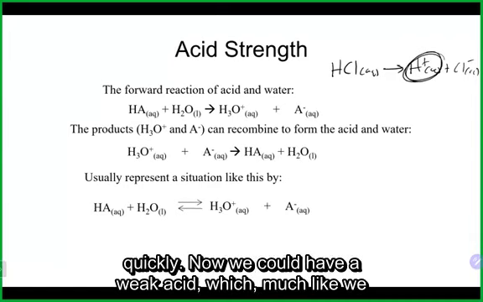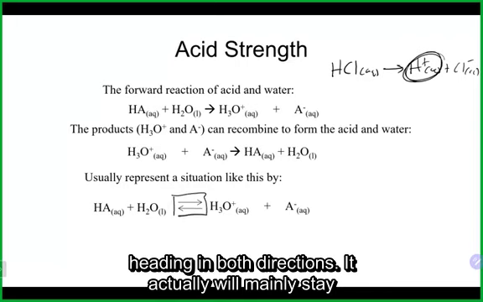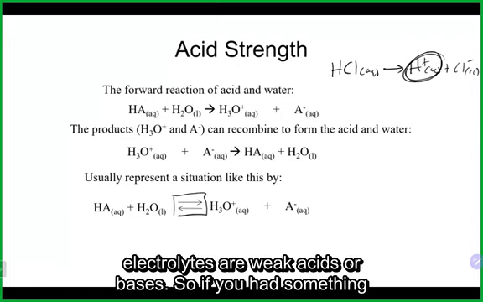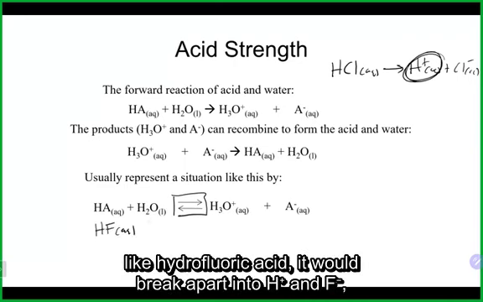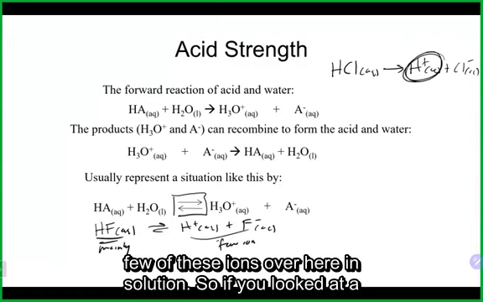And that's going to make it really, really acidic because you're just going to have a lot of H plus very quickly. Now, we could have a weak acid, which, much like we talked about with weak electrolytes, has the arrows heading in both directions. It actually will mainly stay together. So just like a weak electrolyte, most weak electrolytes are weak acids or bases. So if you had something like hydrofluoric acid, it would break apart into H plus and F minus, but it mainly would stay together. And you would have a few of these ions over here in solution.